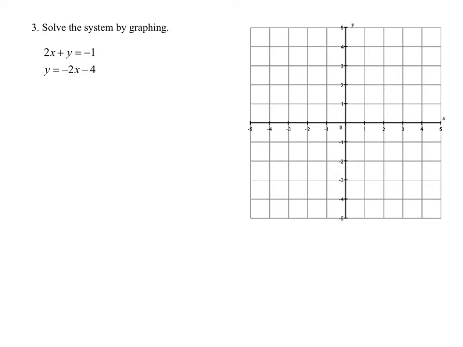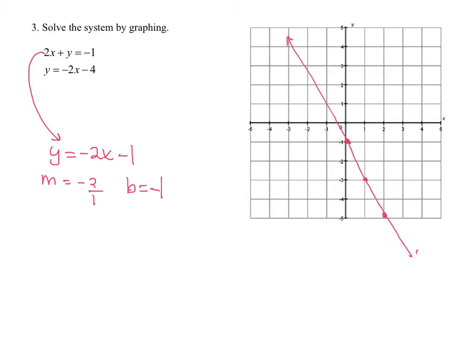Again, if we solve this system by graphing, let's take a look at it. This first one, I'm going to solve for y. Y is equal to -2x, take away 1. Again, the slope is -2/1. The y-intercept is -1. So I'm going to go down 2, right 1, down 2, right 1. That's enough. We'll connect them. Label the line. 2x plus y is equal to -1.